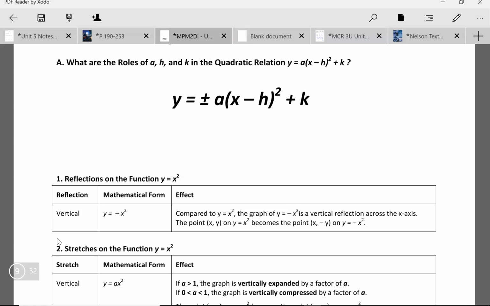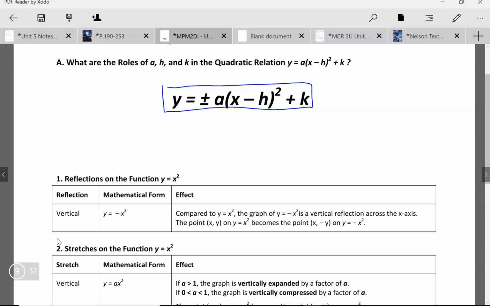And really, the transformation formula is the same as our vertex form. That's why we're talking about transformations now. Each of these letters here, the a value, the h, and the k, has a different effect on our graph. So we're not going to talk about the h comma k vertex for now.